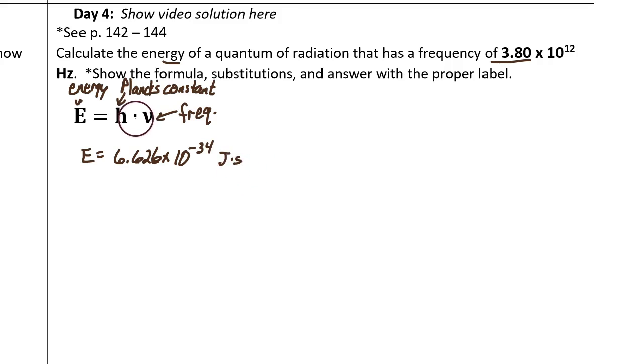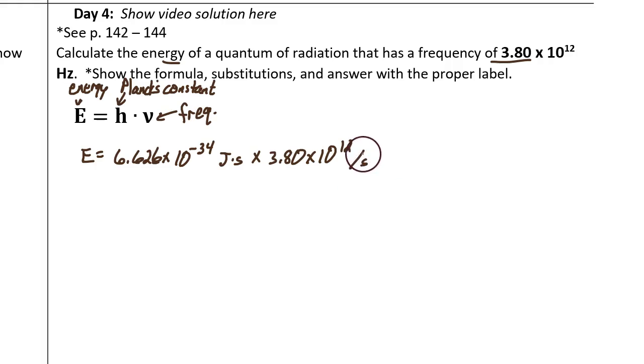Now the formula says to multiply by nu. So we're going to times by the frequency, which is given in the problem. 3.80 times 10 to the 12th power hertz. Like the other day, the symbol hertz can also be written as per second.